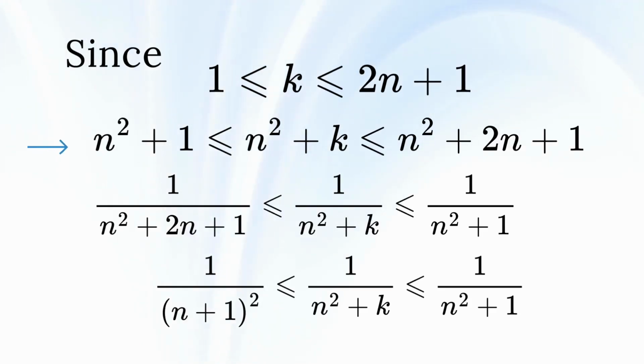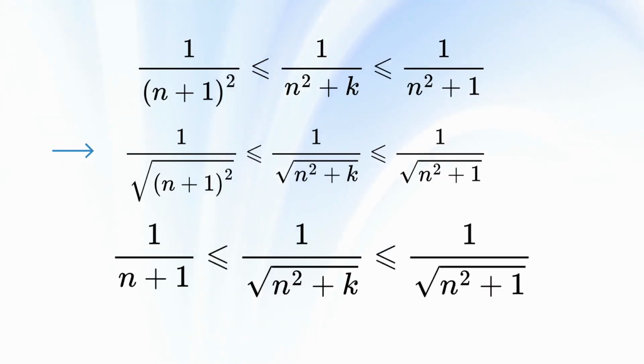By inverting these expressions, we get 1 over n squared plus 2n plus 1 is less than or equal to 1 over n squared plus k, which is less than or equal to 1 over n squared plus 1. This is equivalent to 1 over the quantity n plus 1 squared is less than or equal to 1 over n squared plus k, which is less than or equal to 1 over n squared plus 1. Taking the square root of all terms, this leads to 1 over the square root of the quantity n plus 1 squared is less than or equal to 1 over the square root of n squared plus k, which is less than or equal to 1 over the square root of n squared plus 1.